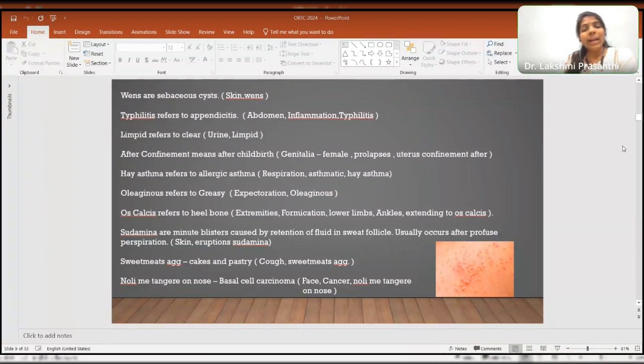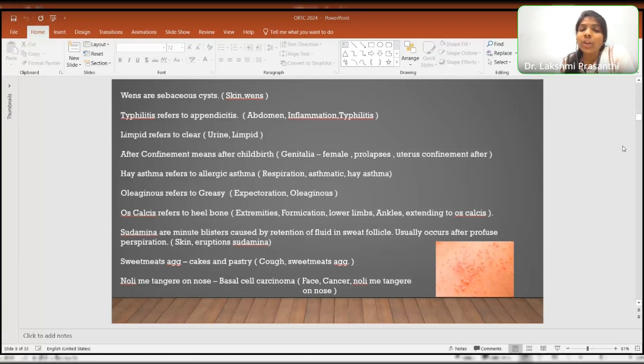Okay. And after confinement means after childbirth. So when there is prolapse of uterus, then we use this rubric after the childbirth, genitalia female, prolapse, uterus, confinement after. One more rubric called hay asthma refers to the allergic asthma, which is given in the chapter respiration. Rubric oleaginous, which refers to greasy. When the expectoration is very greasy, then you should look for the rubric oleaginous in the chapter expectoration.